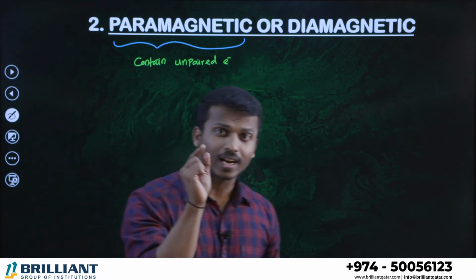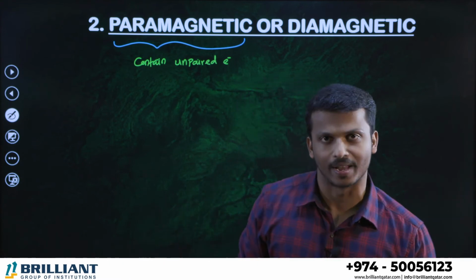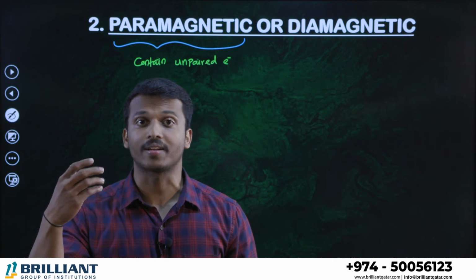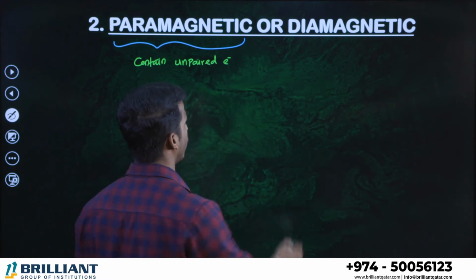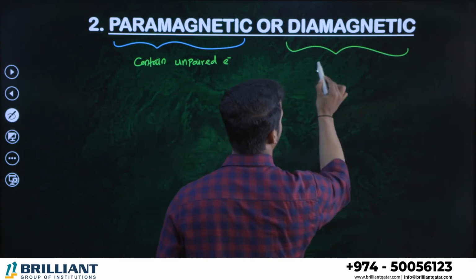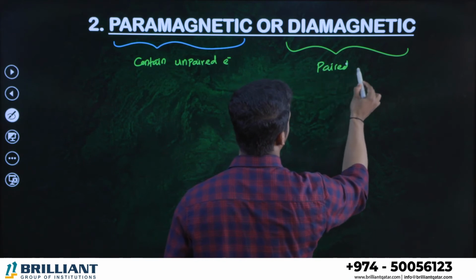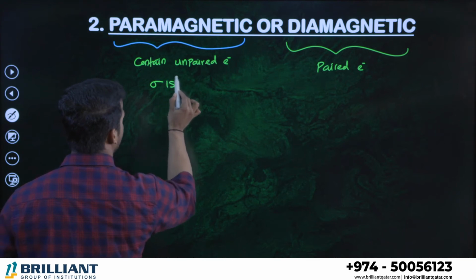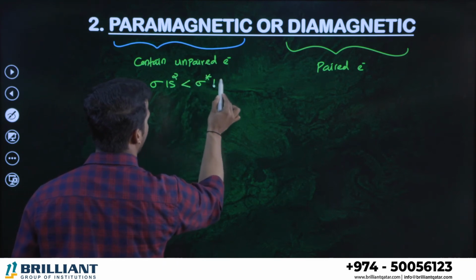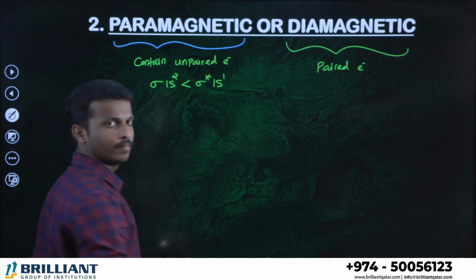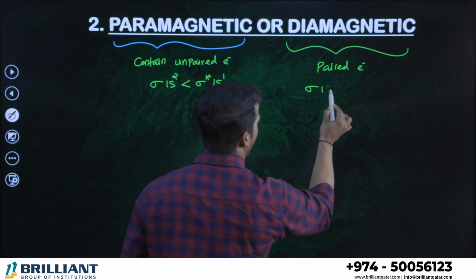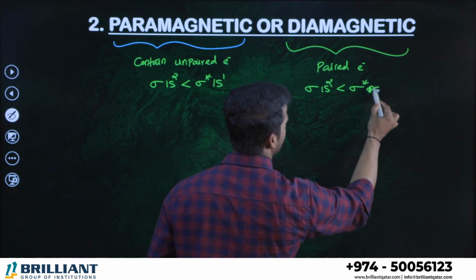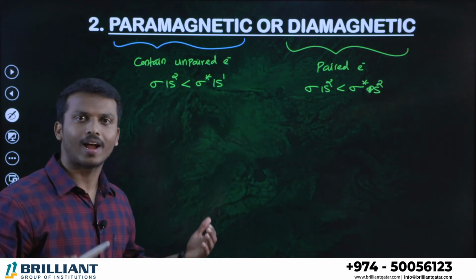If at least one unpaired electron is there, it will be paramagnetic. As the number of unpaired electrons increases, the paramagnetic character increases. Then what about diamagnetic? They have paired electrons. If you consider sigma 1s2 and sigma star 1s2, which is para and which is dia?